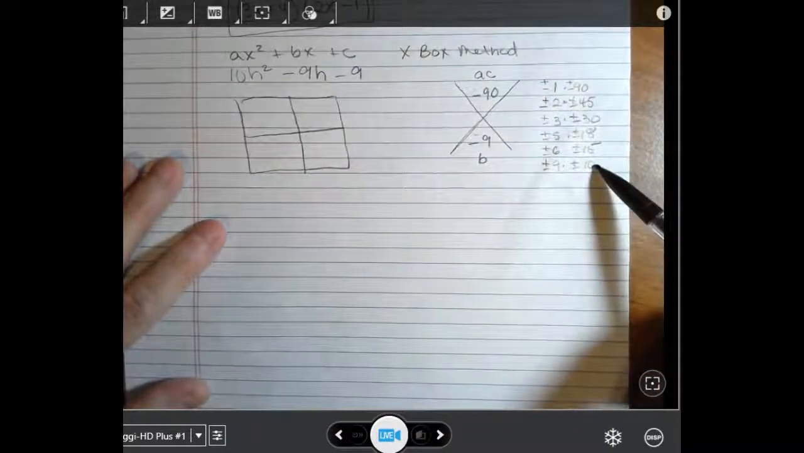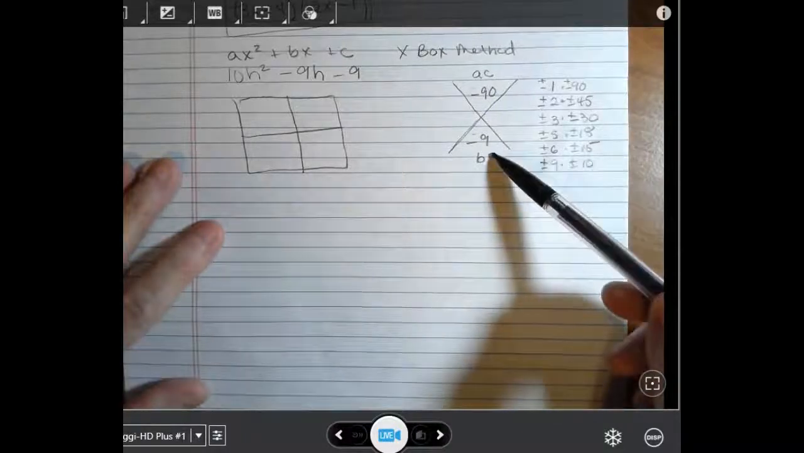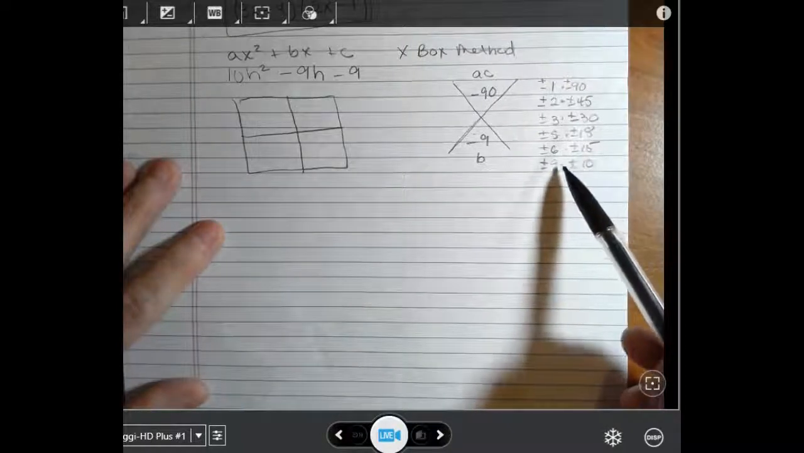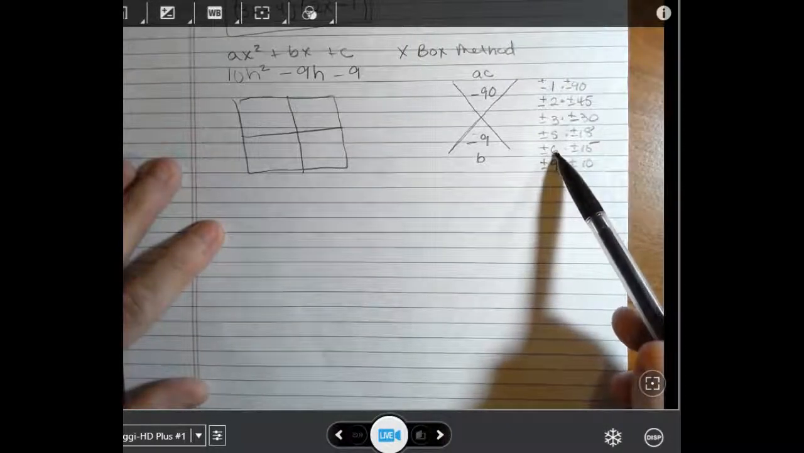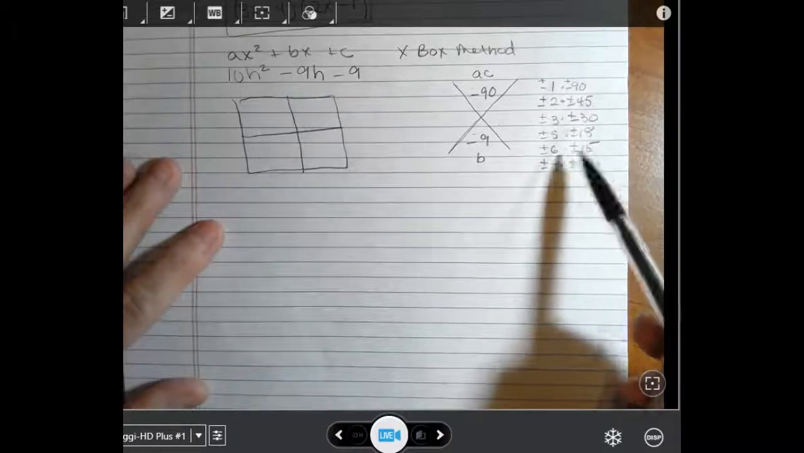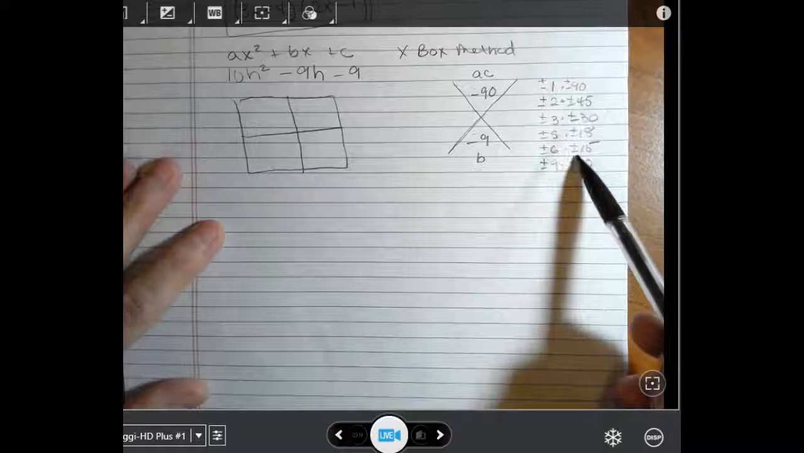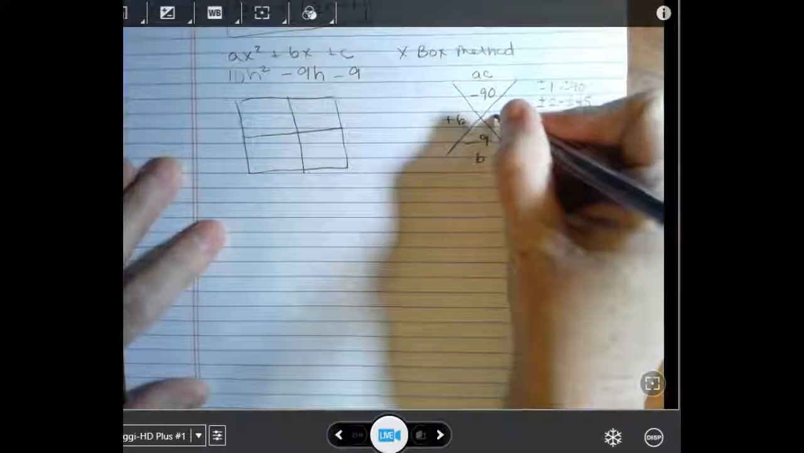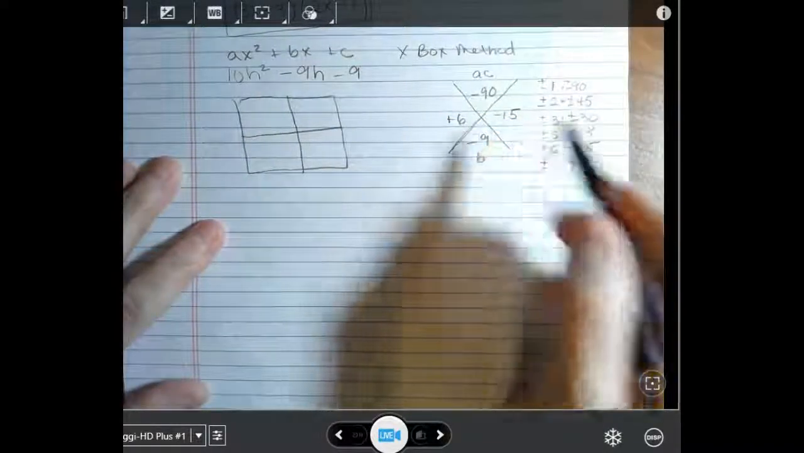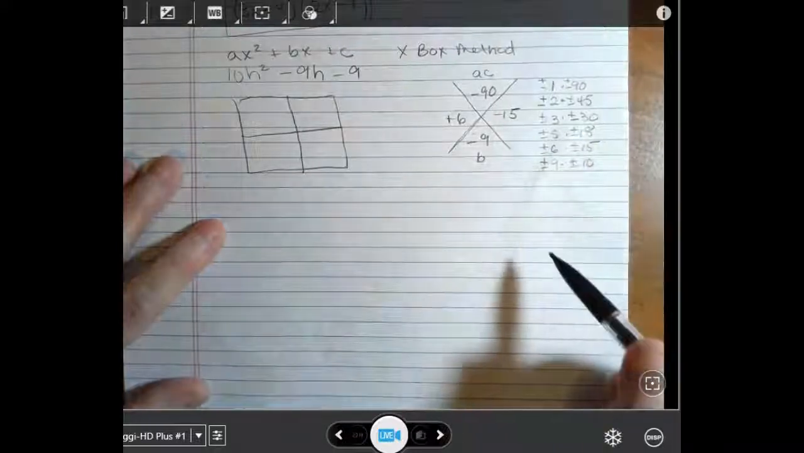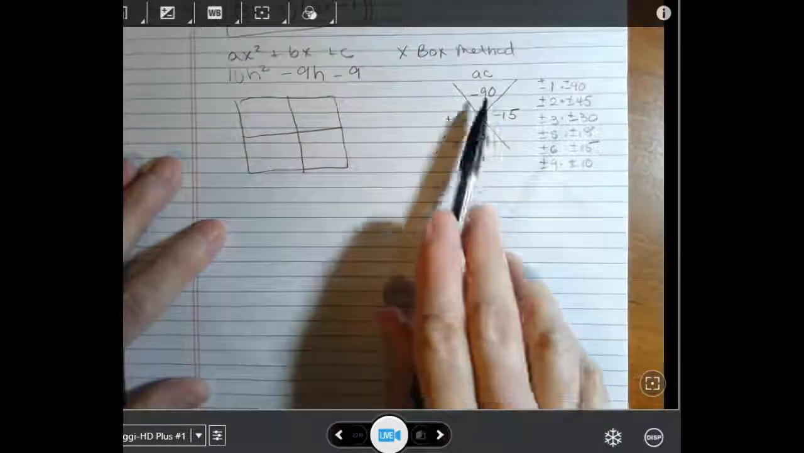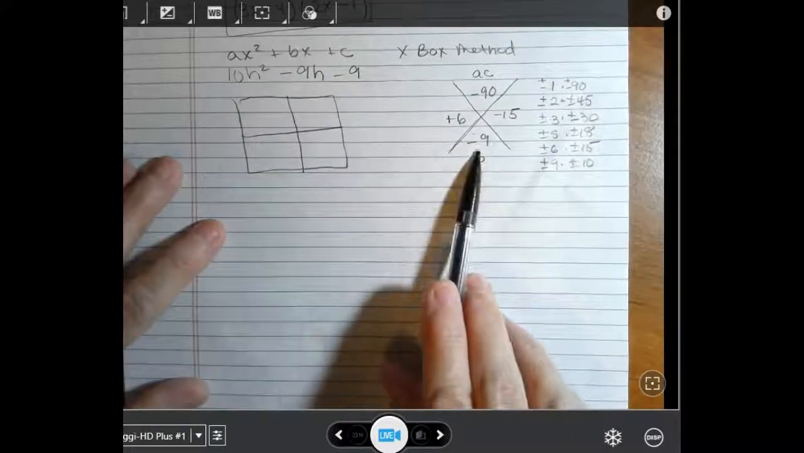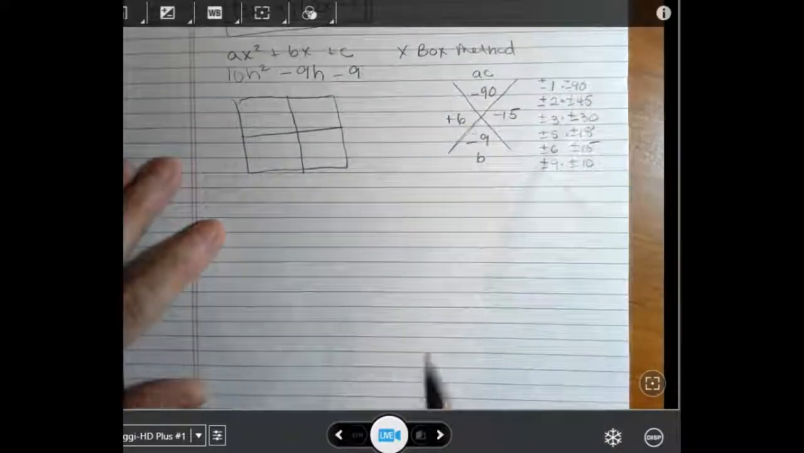Now, out of all of these, will any of them add to give me a negative 9? And as I look, it looks like if I did a positive 6 plus a negative 15, that would give me a negative 9. That's the pair I want. And it doesn't matter which one goes where. I could have put negative 15 over here. So again, we can double check. This times this should give me negative 90, and then 6 plus a negative 15 should give me a negative 9, and it does.